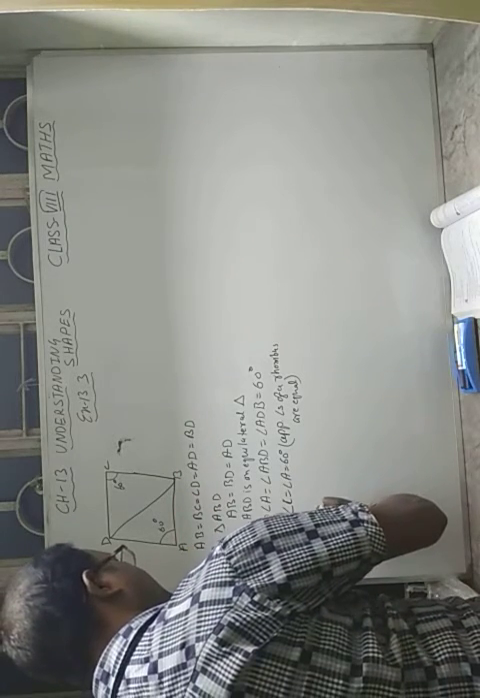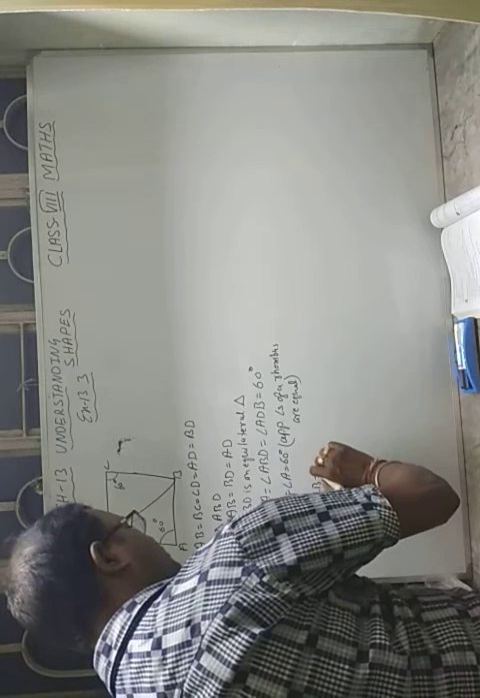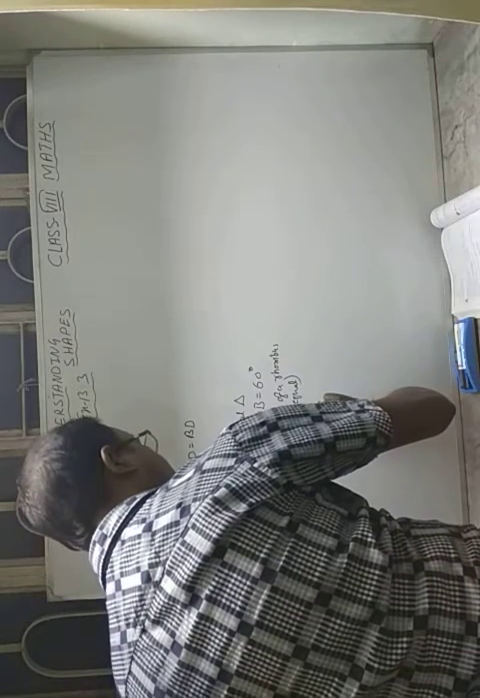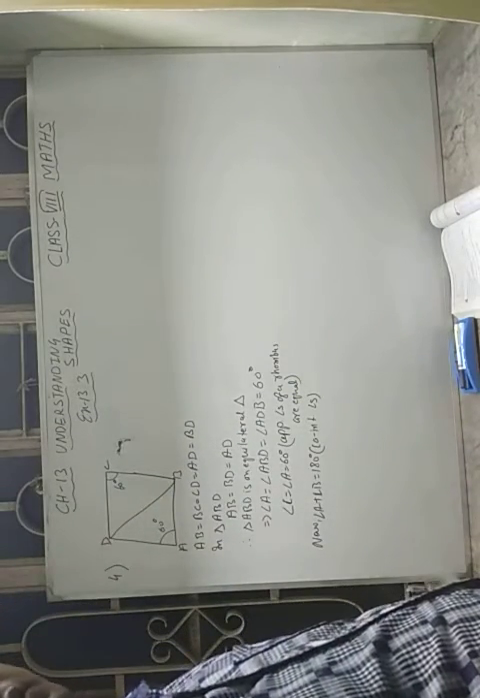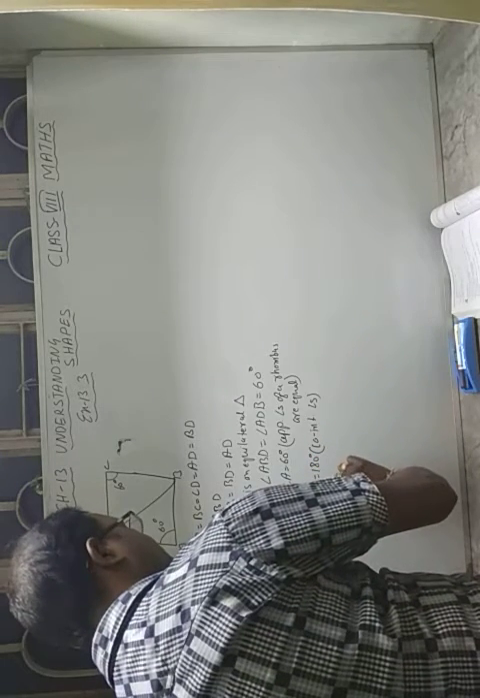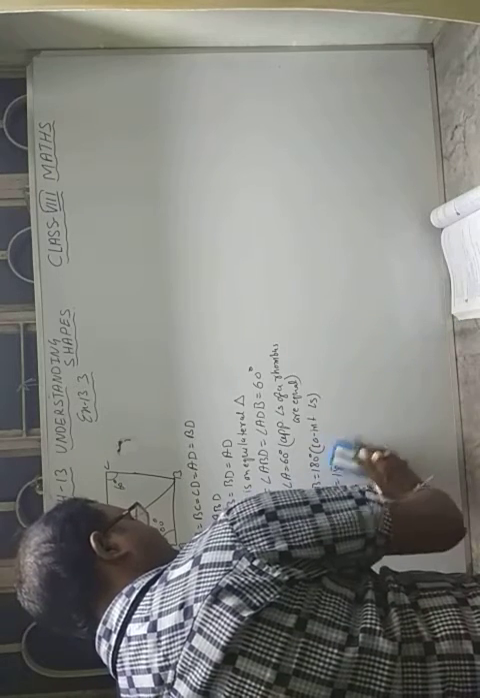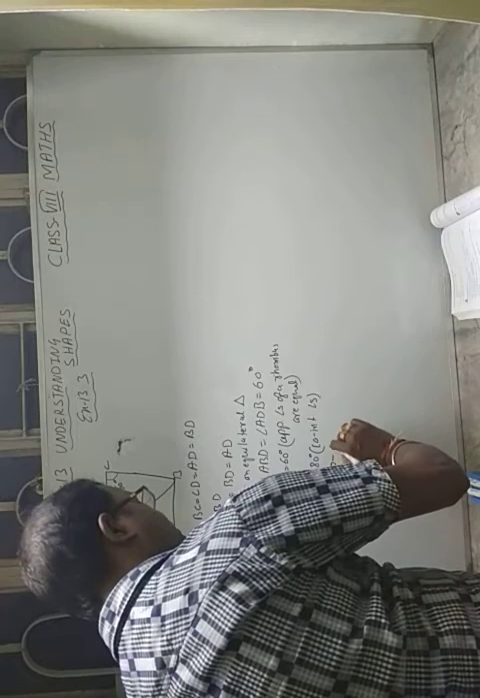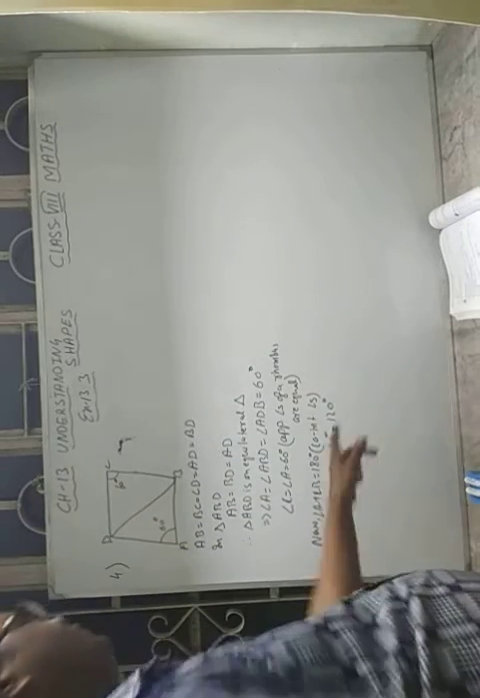Now you write, angle A plus angle B is equal to 180 degrees because of co-interior angles, or the sum of the adjacent angles of a parallelogram or rhombus are always 180 degrees. So from that we can also write, angle B is equal to 180 degrees minus 60 degrees, that is equal to 120 degrees. So angle B is equal to 120 degrees.